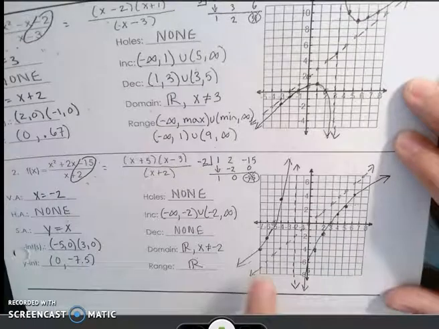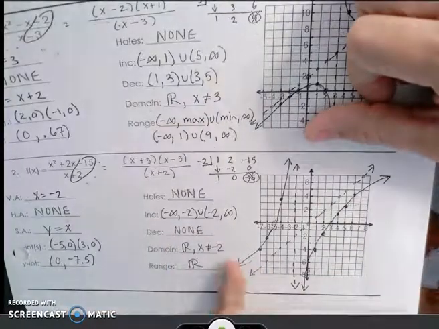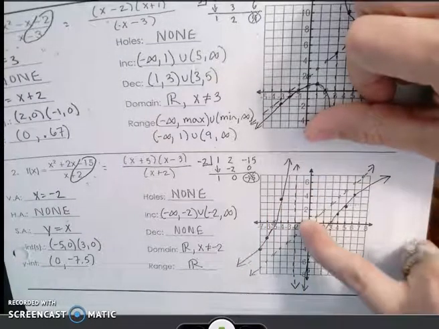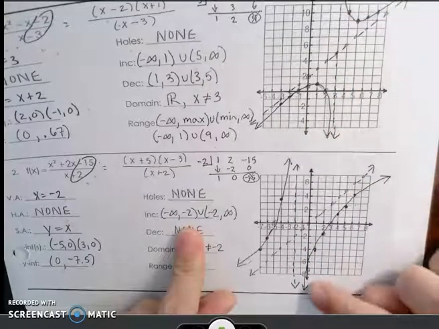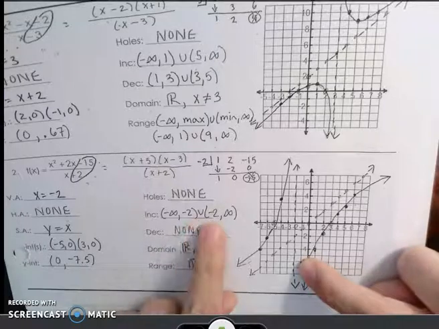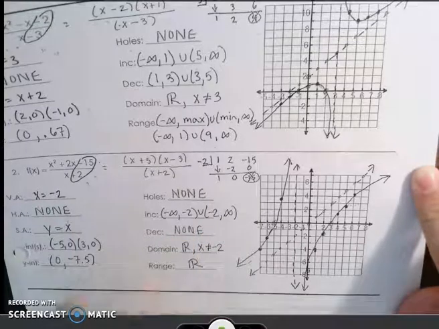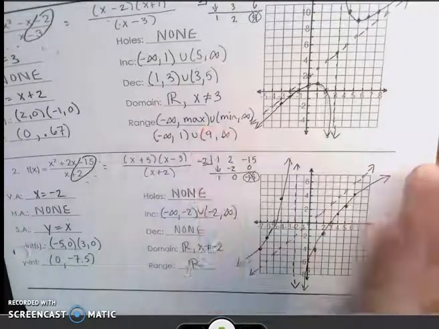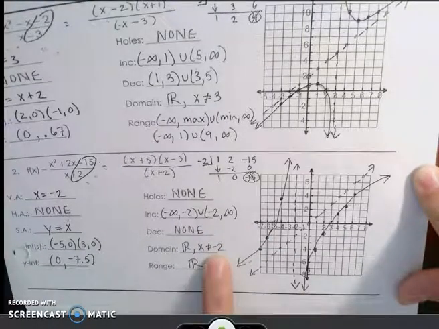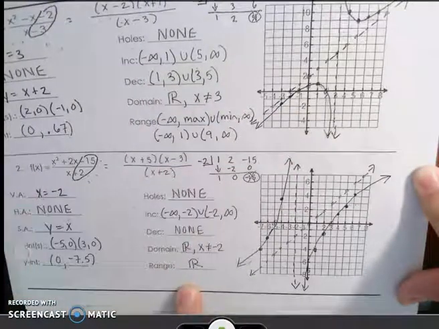All right, and so that means your increasing is going to go from this side, -infinity, all the way up until you get to here, which would be the -2, which is what you see here. Then it increases again on this side. So it started increasing right after it passed the -2, so -2 to infinity. It's never decreasing, remember, because you always read your graph from this side to this side. The domain is everything except for the -2, and the range from the bottom to the top, it keeps going, so all real numbers.